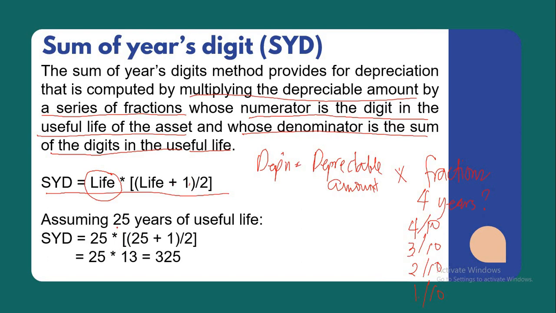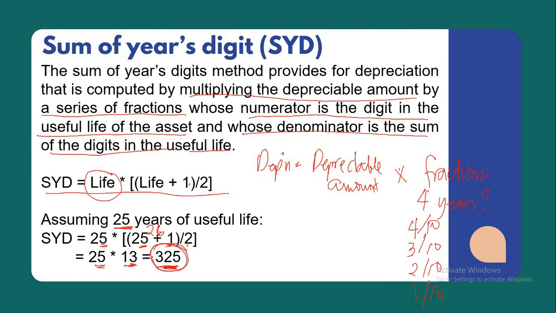Okay, say for example, 25 years. Of course, you will not do the manual computation for the SYD, like adding 1 plus 2 plus 3 plus 4 until 25. That would be confusing. So simply, you use that formula for getting the SYD for 25 years. That would be 25 as the useful life times 25 plus 1, which is 26. 26 divided by 2 is 13. So 25 times 13, the SYD is 325. So for 25 years, you have 25 fractions all in all, and its denominator will be 325.